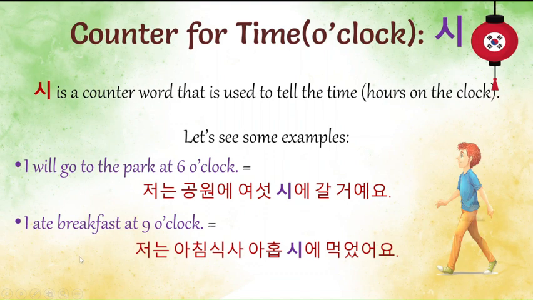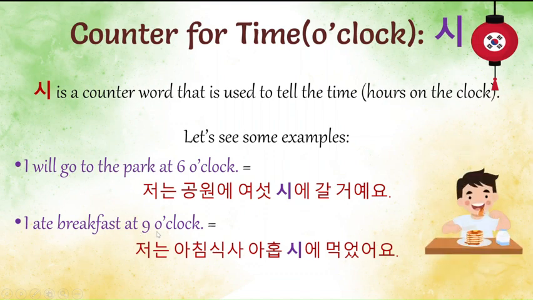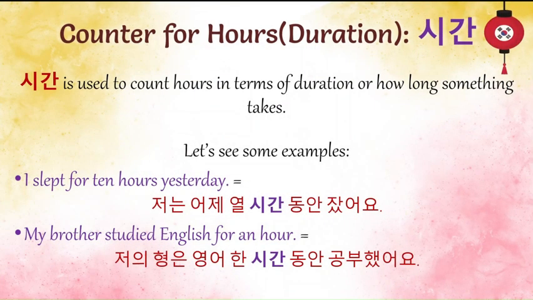Next is I ate breakfast at 9 o'clock. 저는 아침 식사 9시에 먹었어요. Here we are talking about the time 9 o'clock. 9 is 아홉. O'clock, 시. Okay, again we are talking about a particular time and therefore we have attached the particle 에 to 시. Okay, 아홉시에. Now let's look at the last counter word of this video.